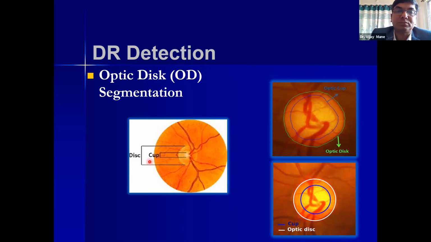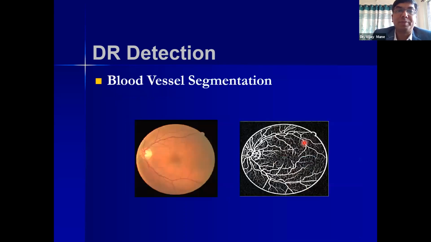So for that, we must know what exactly the optic cup is, what exactly the optic disc is, and how to find the ratio between these two to find an appropriate lesion or to detect the disease automatically. A very important task specifically in DR detection is to extract the blood vessels accurately.